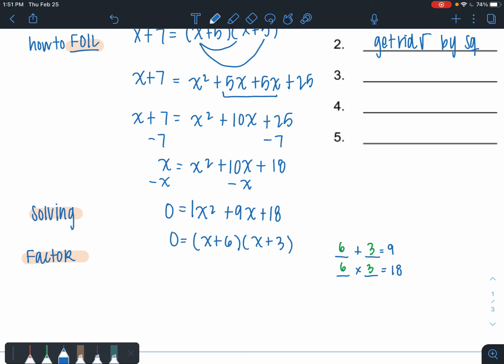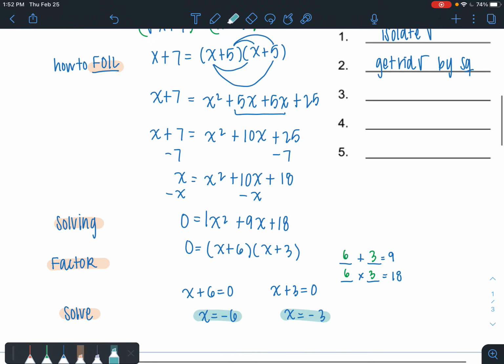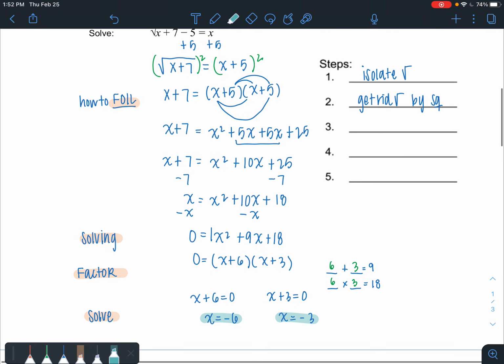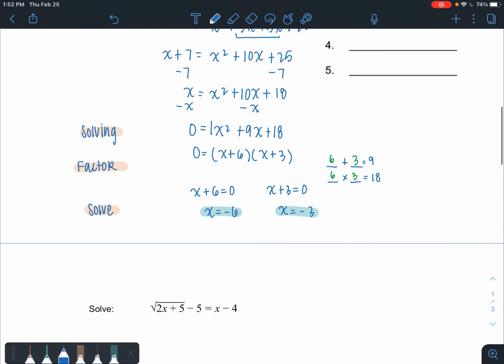And then finally, we solve for x. We split these into two pieces: x plus 6 equals 0 and x plus 3 equals 0. And we have x equals negative 6 and x equals negative 3. The main focus of me doing these problems today is just trying to show you that we're doing things that we know how to do. We FOILed first, we know how to FOIL. Then we solved, we know how to solve, and then we factored, again something we know how to do, and then we solved again. So we're just combining things that we previously learned how to do.